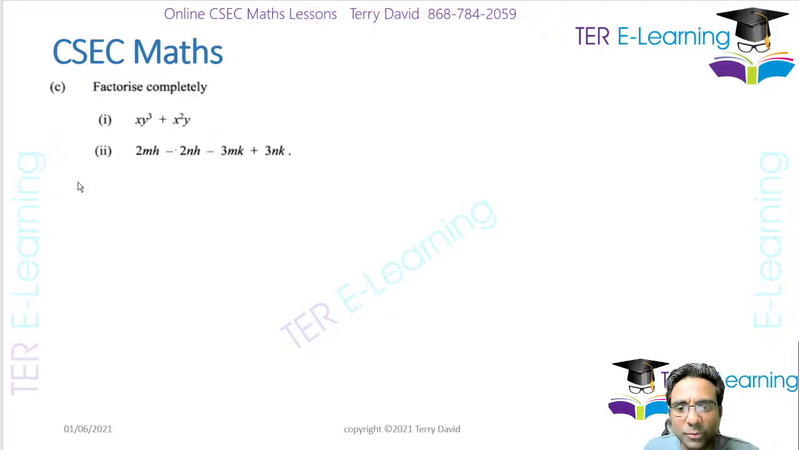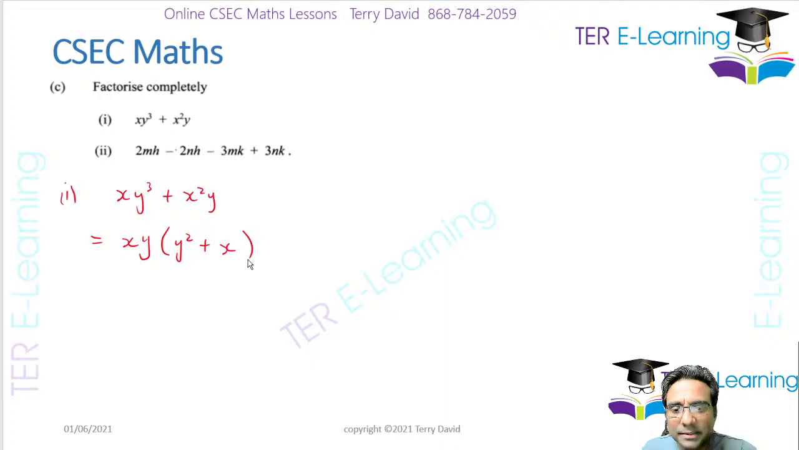So first one, part 1. We want to factorize xy cubed plus x squared y, right? We're going to use the HCF method for this. The highest common factor for x and x squared is going to be x. And the highest common factor for y cubed and y is going to be y. Open brackets, this should be y squared plus x, and that's it.